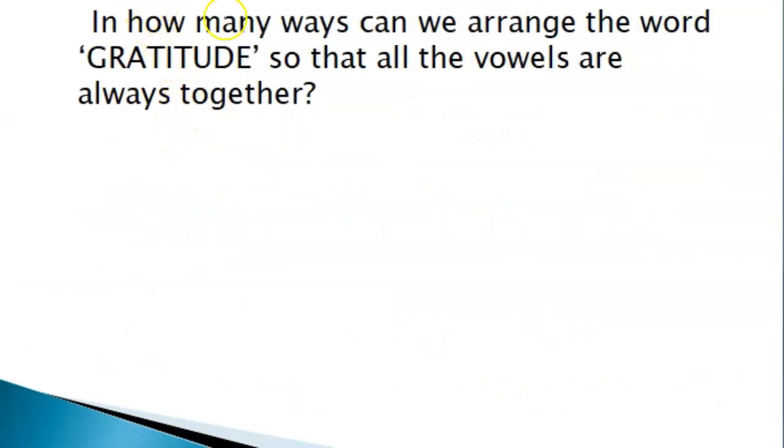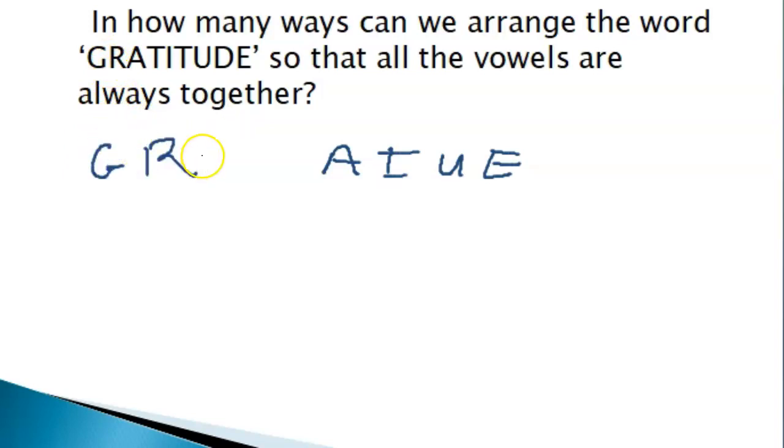Next example, in how many ways can we arrange the word gratitude so that all the vowels are always together? So if you look at the word gratitude, how many vowels are there? So we have A, I, U, E. So the vowels there are A, I, U, and E. And the remaining consonants are what now? So we have G, we have R, we have T, we have 2 T's, and there's a D.